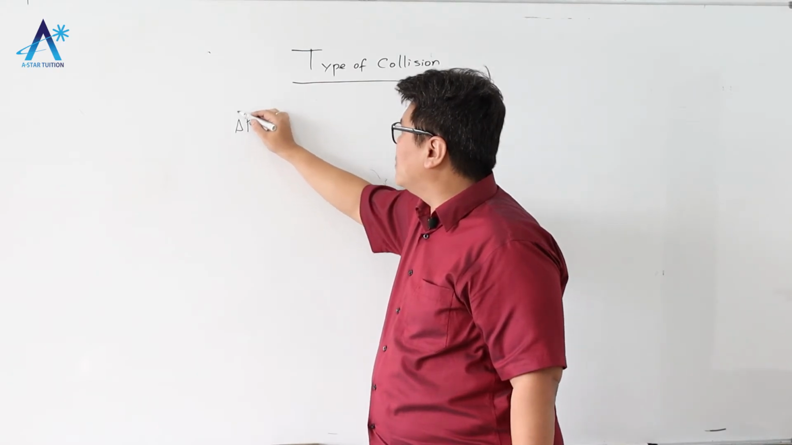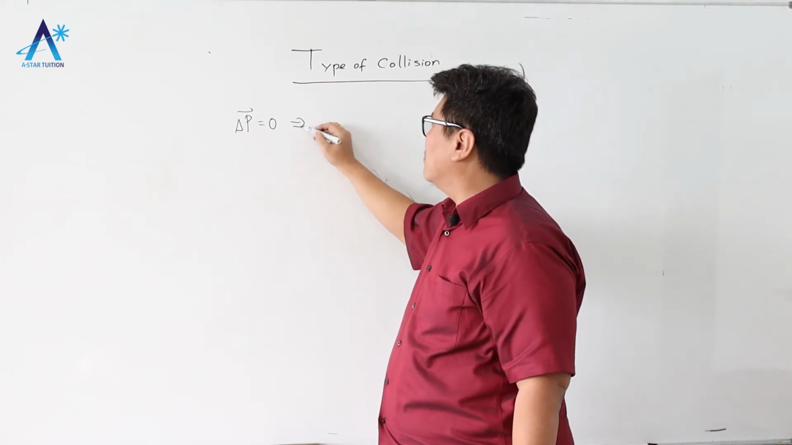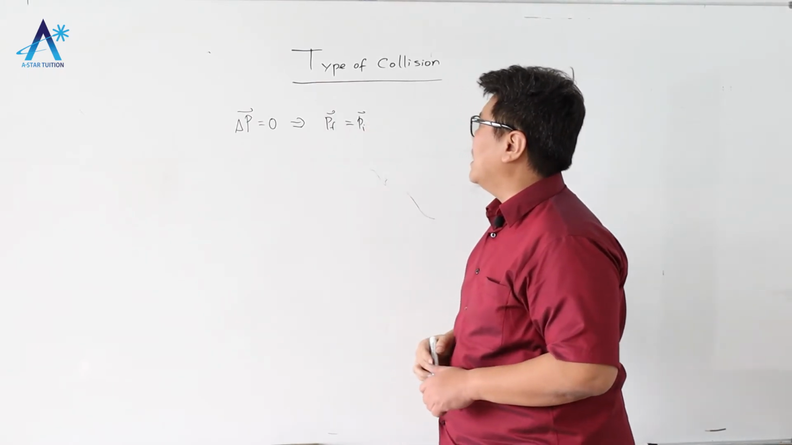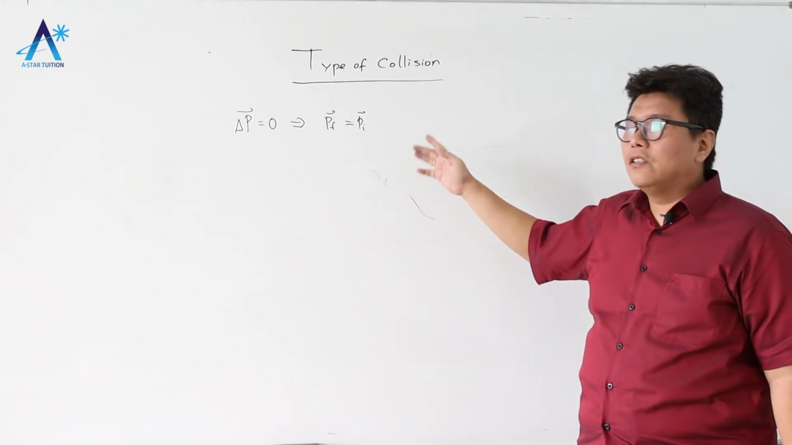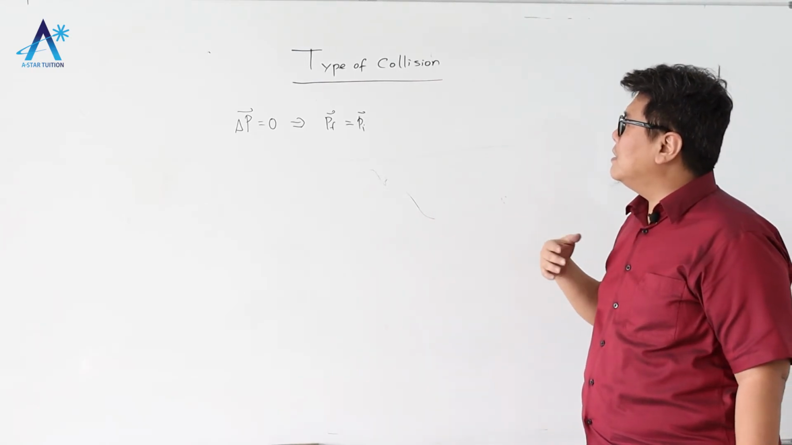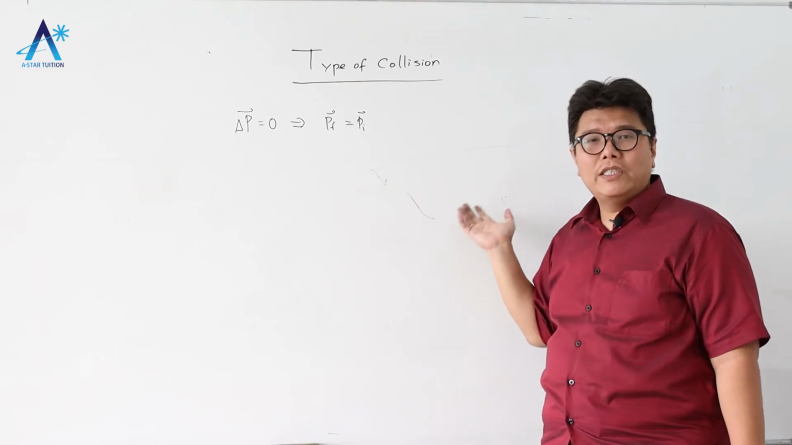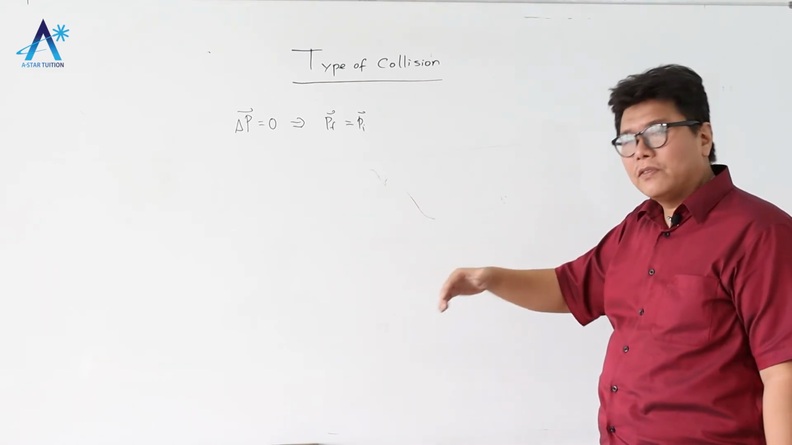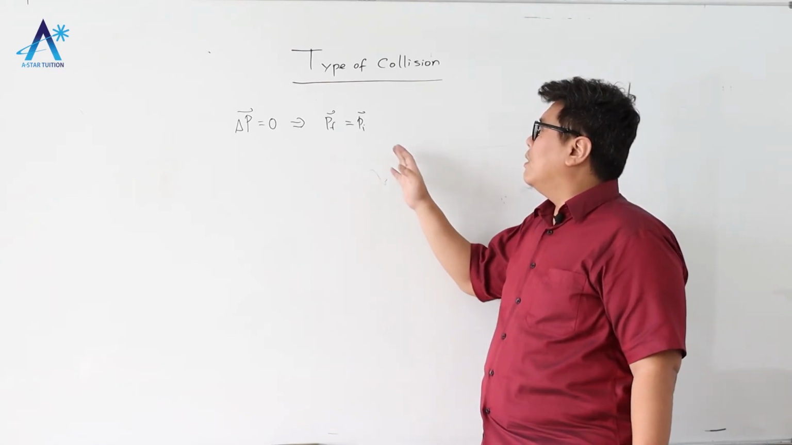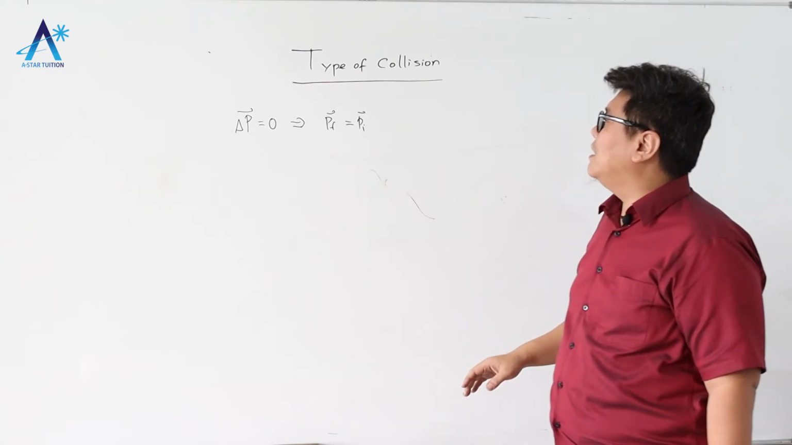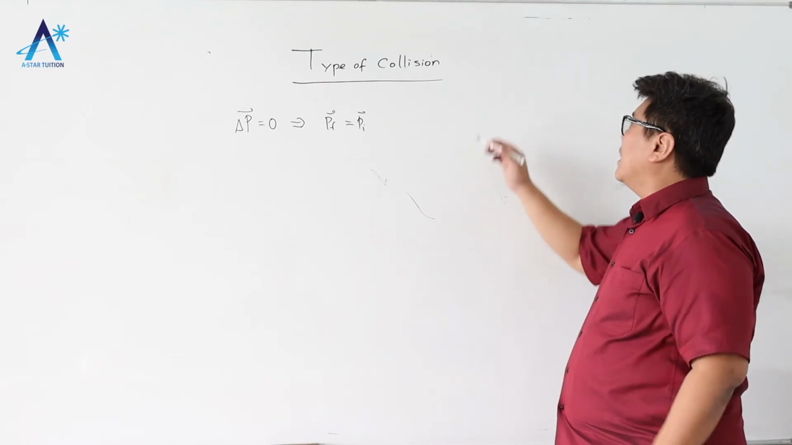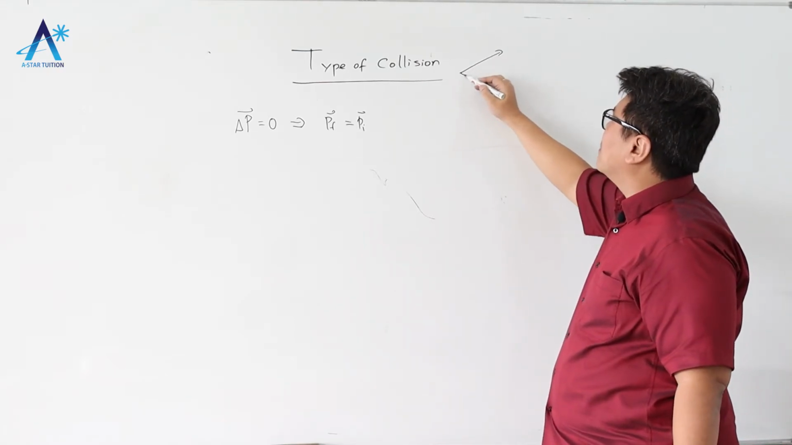But the thing is that this condition, change in momentum equal to 0 for the system, so P final equals P initial, is actually not enough, insufficient in general, to determine what happens after collision. What is the velocity of each after collision? In order to know what happens next, it depends on the type of collision. Now, there are actually two types of collision.